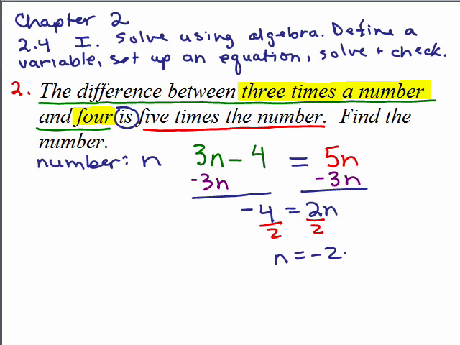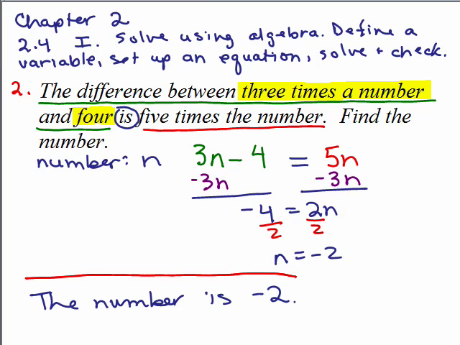Now, remember, this is a word problem. It doesn't say find n. It says find the number. So we're going to have to write our answer in words. If it's a word problem, you write your answer in words. So it looks like the number is, if this is correct, negative 2. The number is negative 2.